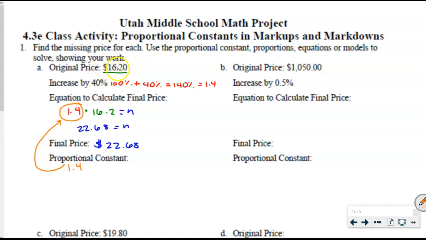So the original price could change, right? As supply goes down or demand goes up, or any one of those things could influence the original price, or maybe it's a completely different product now. The original price could change, but this company is always going to want to make that 40% profit. So the proportional constant is 1.4.